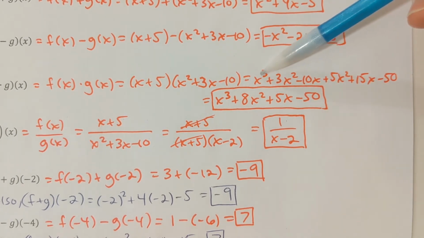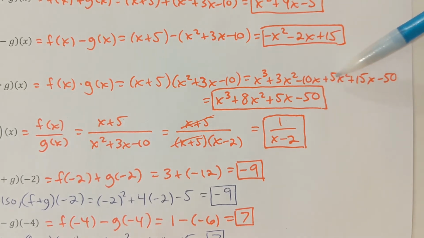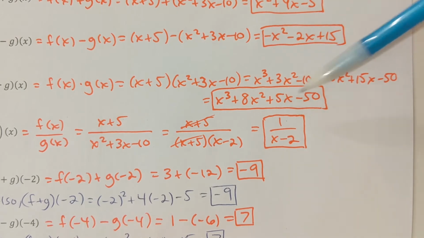Combine your like terms. You got x cubed, and then 3x squared plus 5x squared is 8x squared. Negative 10x plus 15x is plus 5x. And then we get a minus 50 at the end.